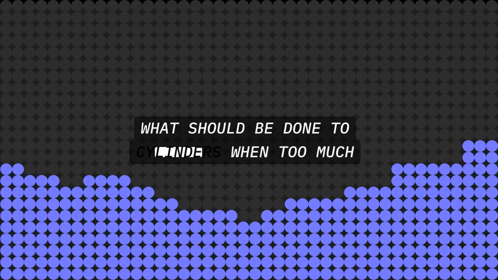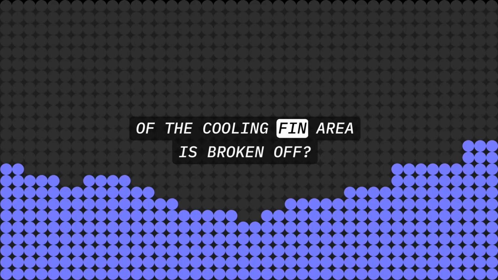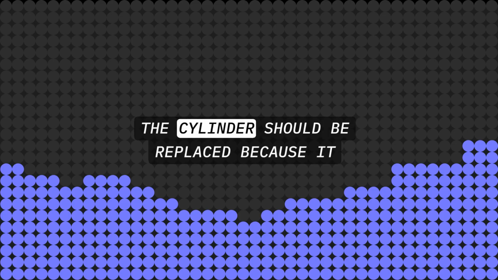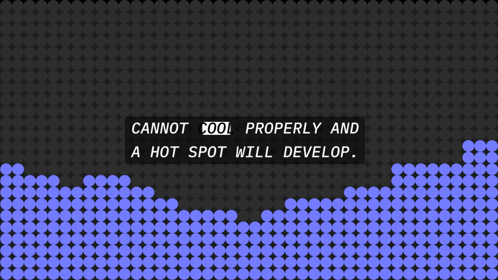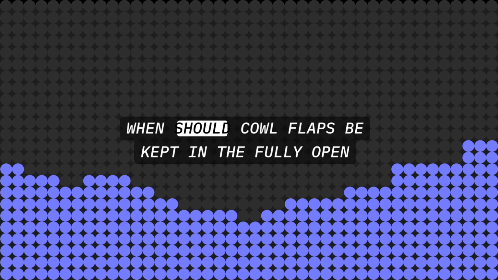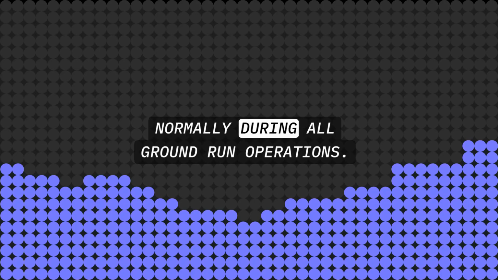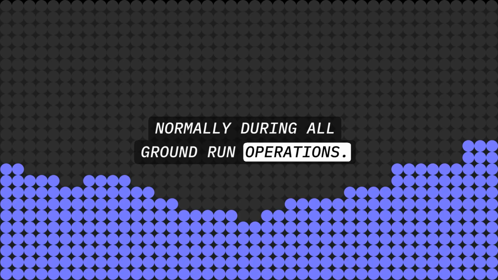What should be done to cylinders when too much of the cooling fin area is broken off? The cylinder should be replaced because it cannot cool properly and a hot spot will develop. When should cowl flaps be kept in the fully open position? Normally during all ground run operations.